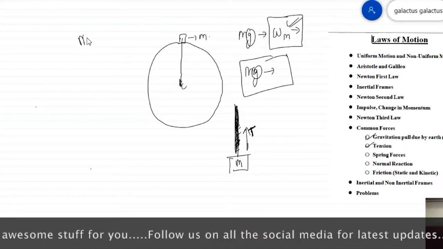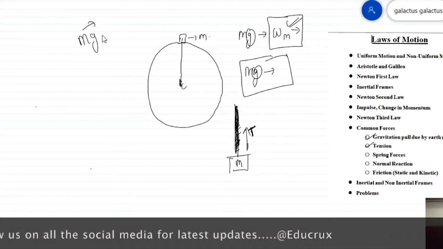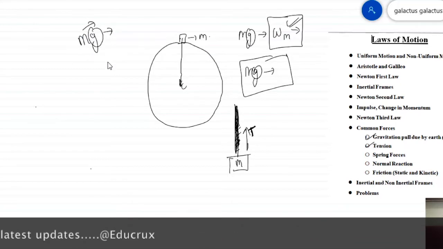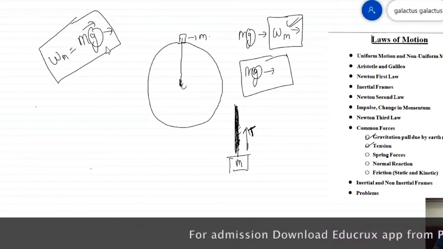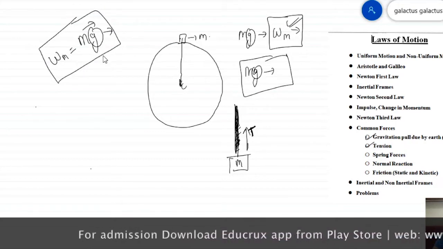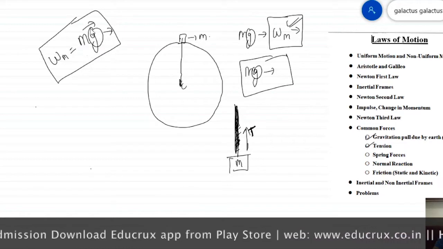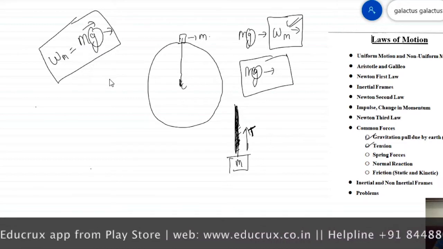This force is also called the weight of the body. It is represented by mg, where m is the mass of the body and g is the acceleration due to gravity, and this is represented by W. You just have to remember that whenever you have a body near the Earth's surface, a weight or a force due to the Earth's gravitation applies on it, and it is given by m into g, where g is the acceleration due to gravity.